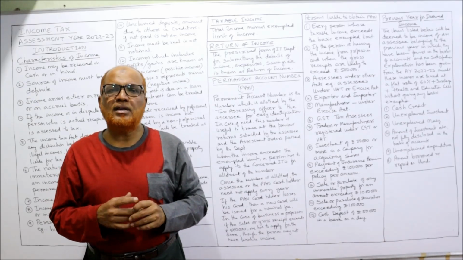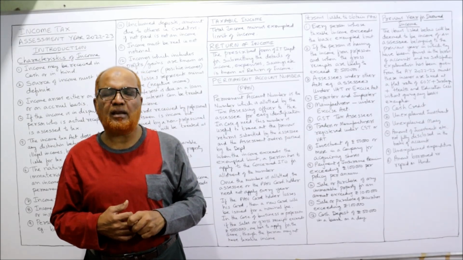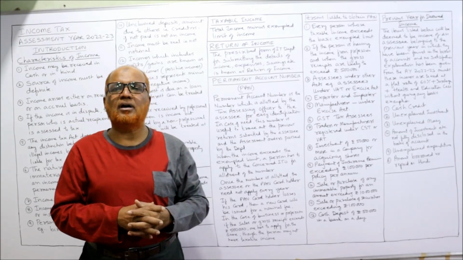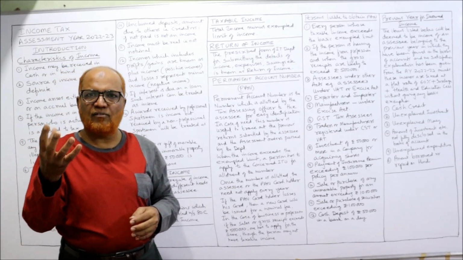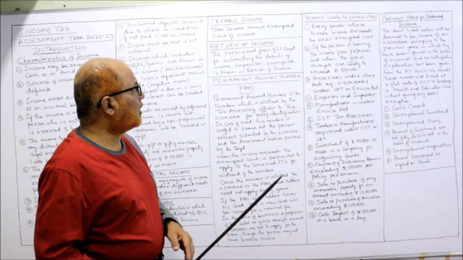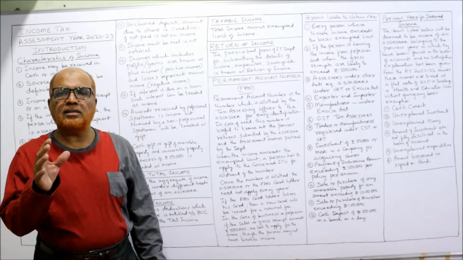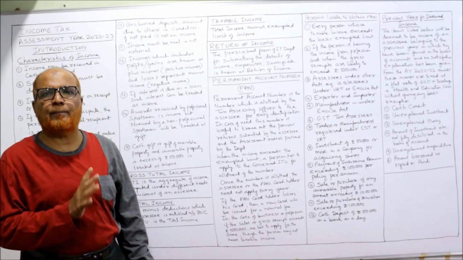Even though there is no tax liability, still they have to apply for a permanent account number if the gross receipts of the business or profession exceed 5 lakh rupees. Now, persons liable to obtain PAN. Who are the persons who are liable to obtain the PAN? Compulsorily they have to get the PAN.